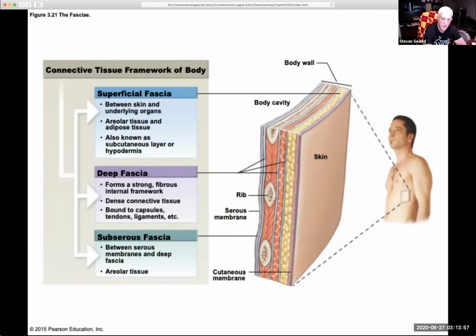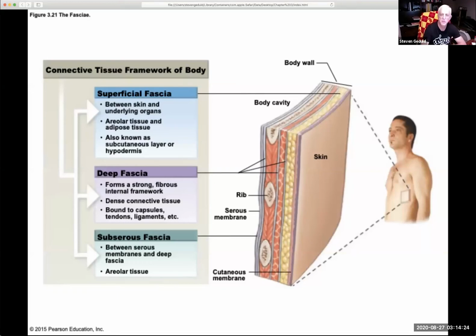That's a sub-Q injection. Deep fascia. Deep fascia forms a very strong fibrous network. It's dense connective tissue, okay, and it's below the superficial fascia. It's bound to your capsules, your tendons, your ligaments, your aponeuroses. It's all bound inside of there. Okay. Your subserous fascia is even deeper than that. It's below the deep fascia. It's between the serous membranes and the deep fascia.